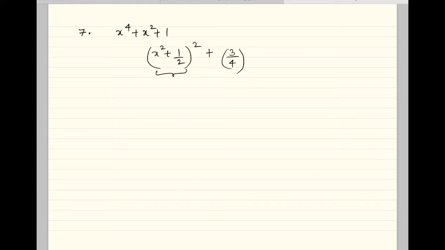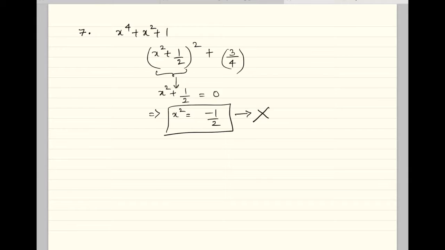Now here again, the least possible value of this perfect square is how much? You may say it is 0, but let's try. Can it become 0? X square plus 1 by 2 equal to 0. That implies x square is minus 1 by 2. Is this possible? It's not possible, right? So that means now you have to search out for some other value other than 0. So x square plus 1 by 2 whole square should be minimum.